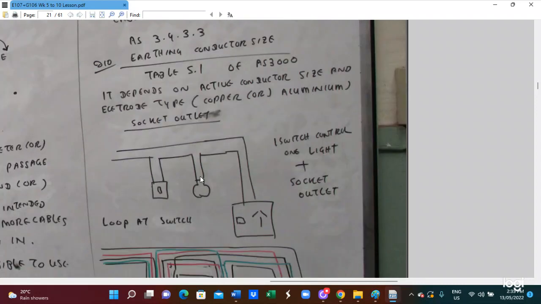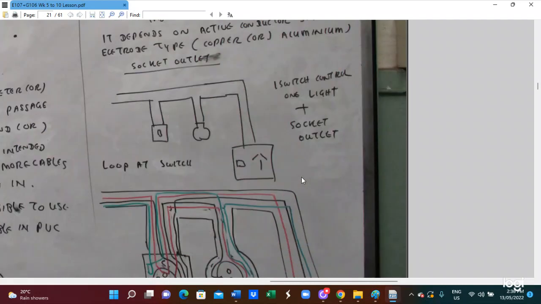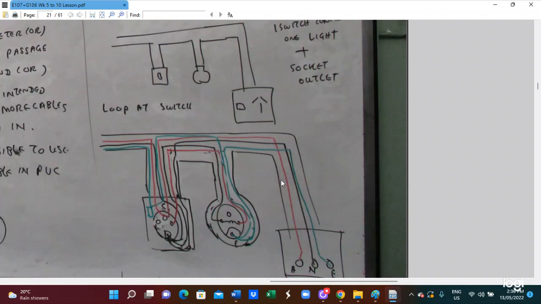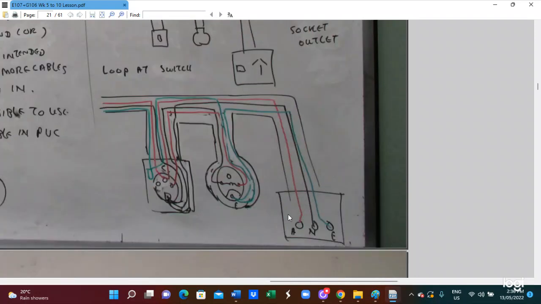So for the outlet here, this is a switch, and this one controls a light plus socket outlet. So this is for a loop diagram. This is a pretty good wiring diagram. So red is the active, black is the neutral, and the gray is the earth.